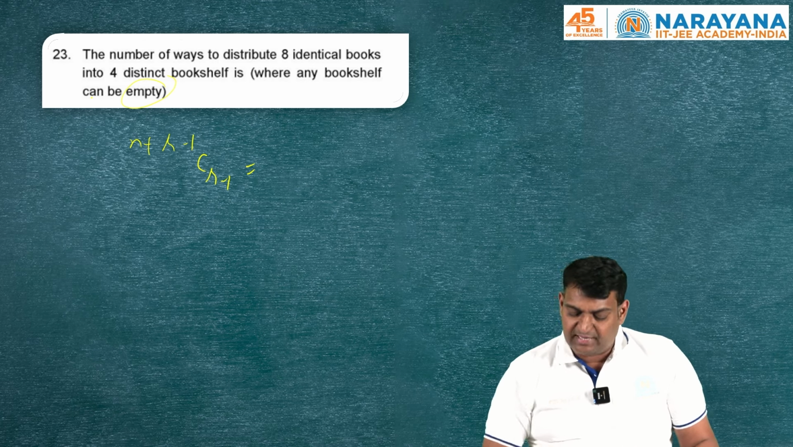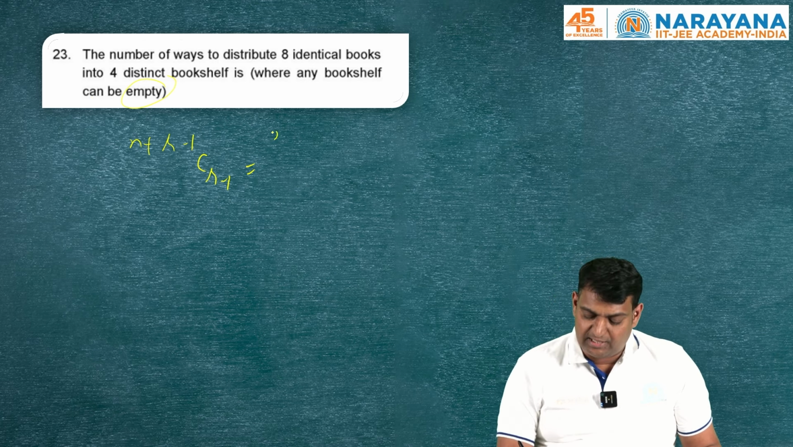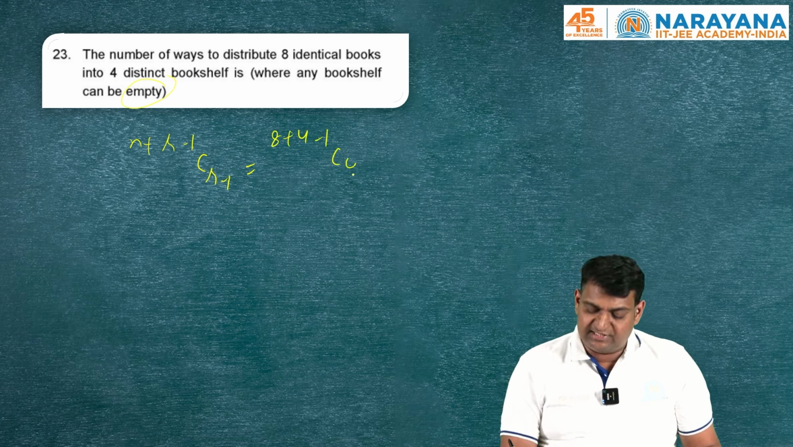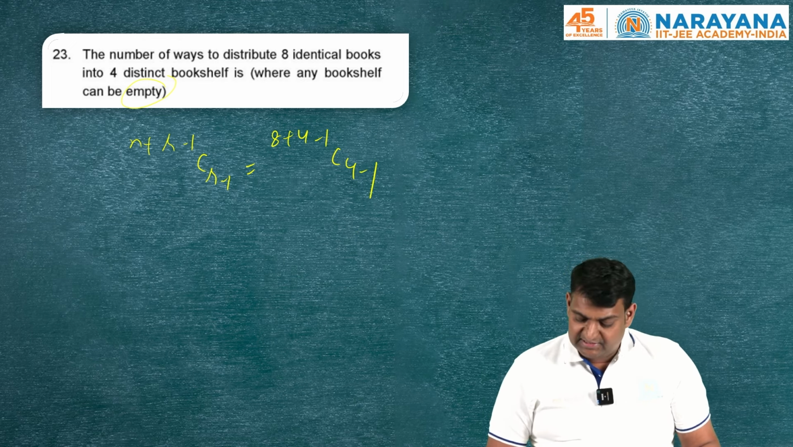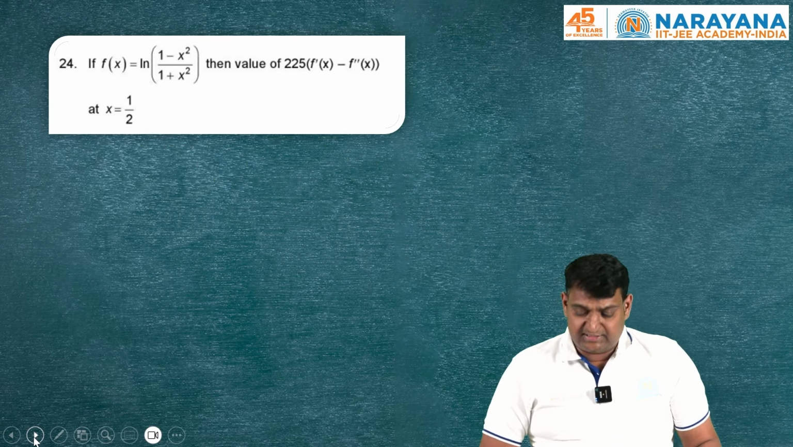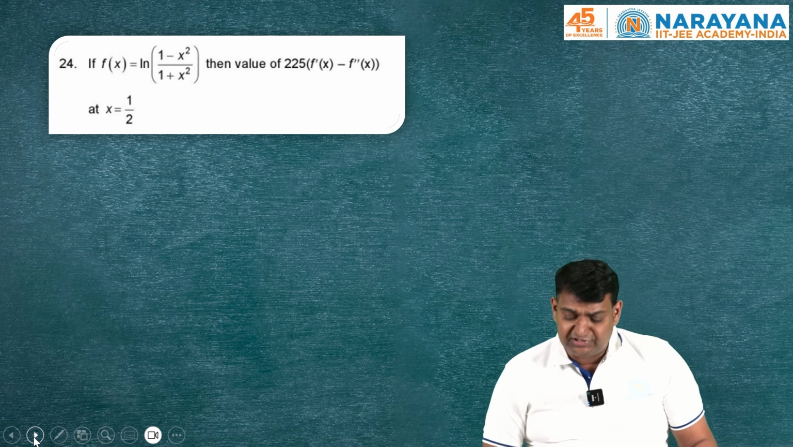See that blank groups are admissible. Direct formula, 8 plus 4 minus 1 c, 4 minus 1. You can apply this formula and you will get the answer. A very, very simple problem again. Yes, here this is again an easy but little lengthy problem because you have to do the differentiation 2 times.